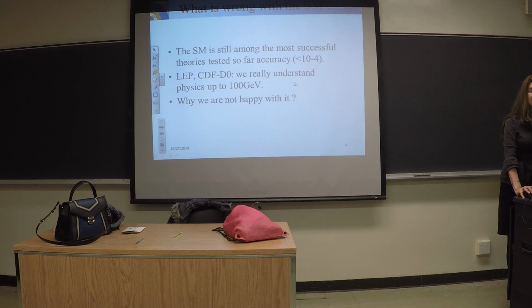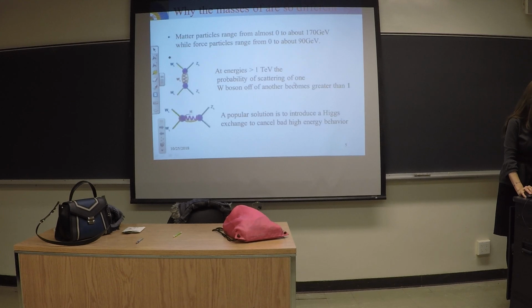Okay, so the standard model that we are going to discuss a little bit more is basically one of the most successful theories, and the accuracy of the measurements and the theory is even better than 10 to the minus 4, depending on the measurement. We have LEP, we have CDF, different accelerators and detectors that were built, and up to now we're measuring physics up to 100 GeV. And then the LHC was supposed to deal with an order of magnitude higher, 7 TeV.